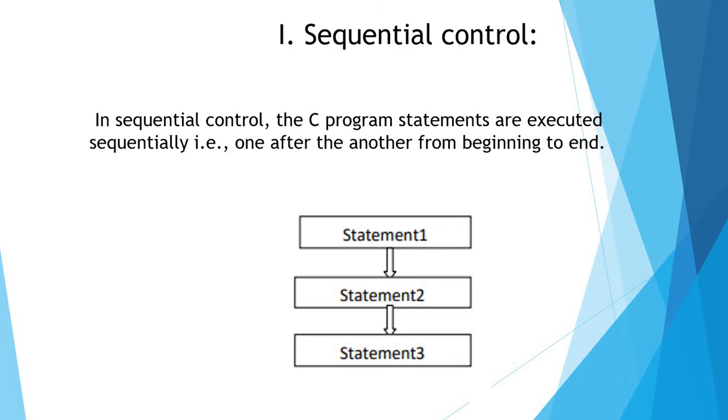First one is the sequential control. It is used in C programs where statements are executed in sequential form, one after another. This is very fruitful for those who are beginners. For example, your flowchart and algorithm, each and everything is step by step. So that is called a sequential program, meaning one after another from beginning to end.